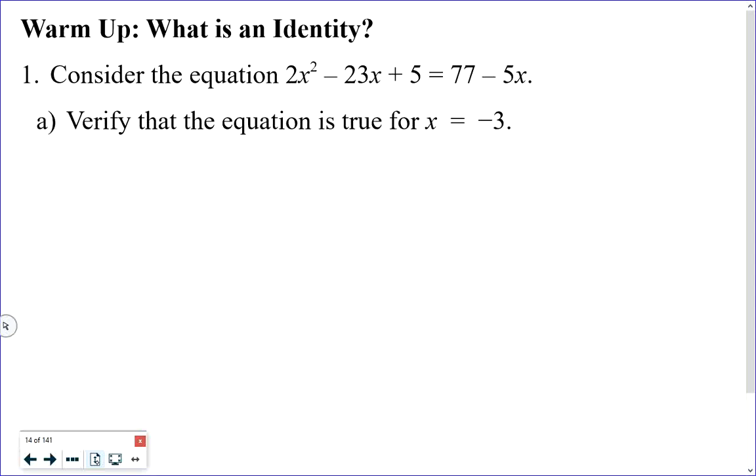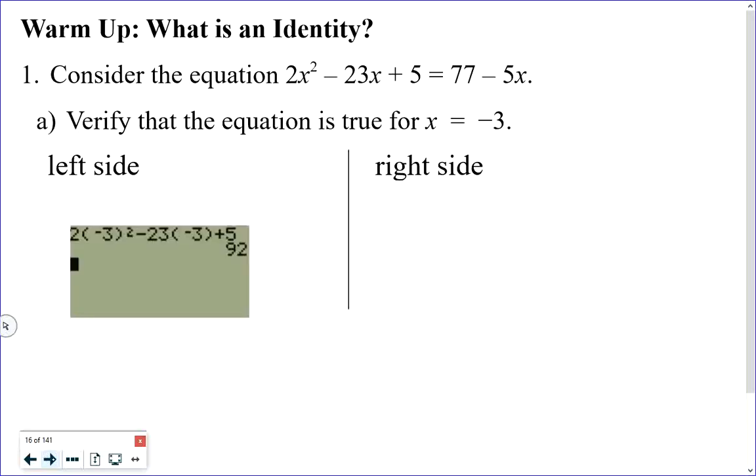Well, all we need to do, and this is so important in this unit, is we need to independently evaluate the left side and the right side at negative 3. We do not want to start rearranging this. We want to treat the left side and the right side separately. And I've already done this. I've put negative 3 in for x on the left side, and I get 92. So if you want, you can write this all down, or you can write nothing down, or you can write left side at negative 3 equals 92.